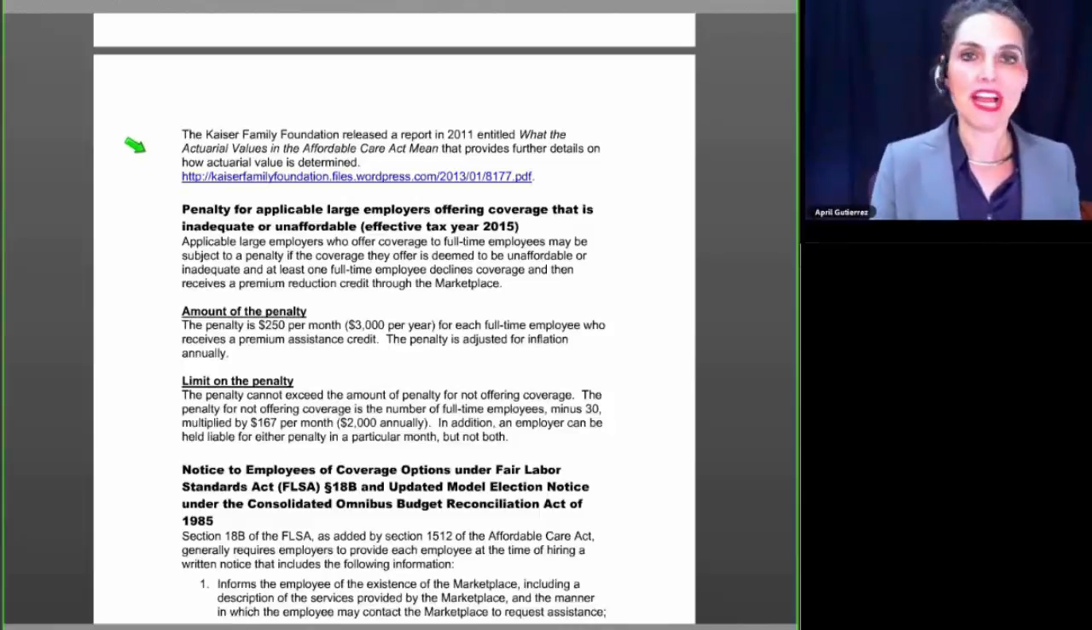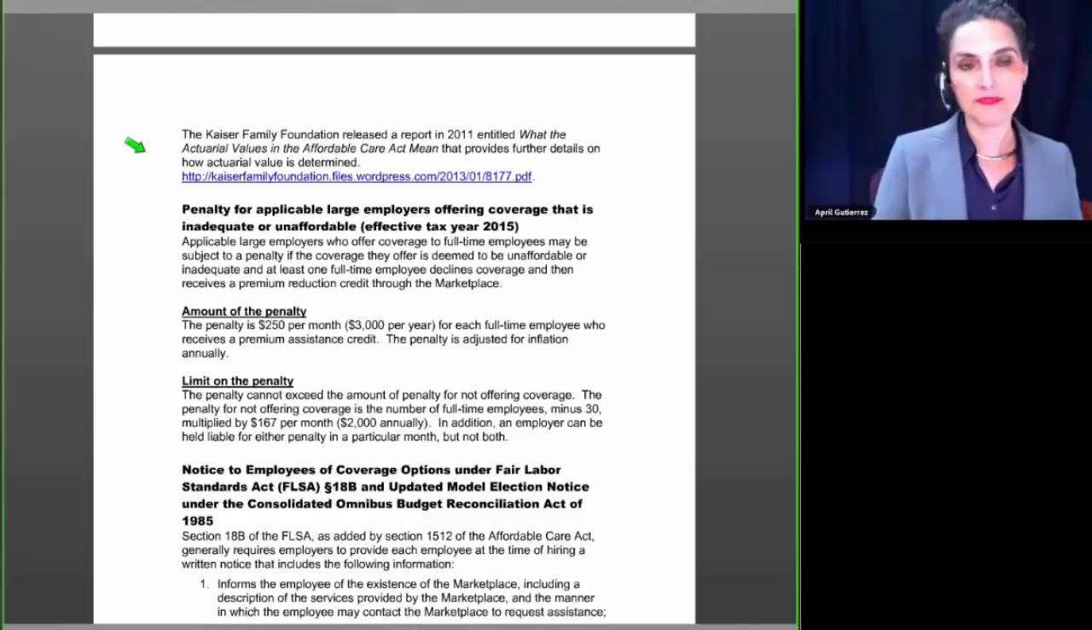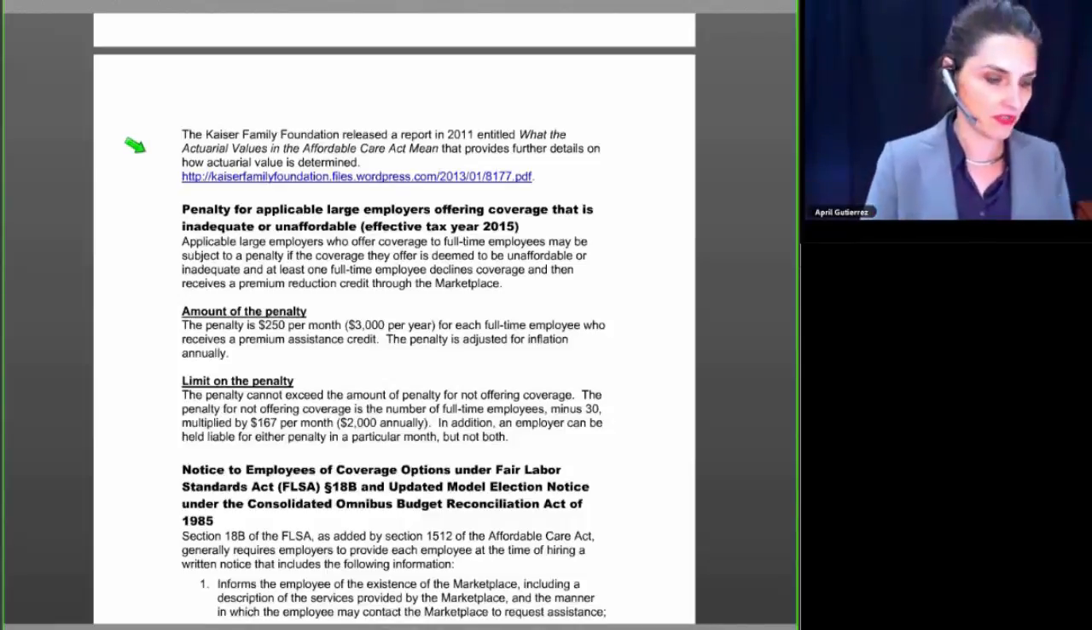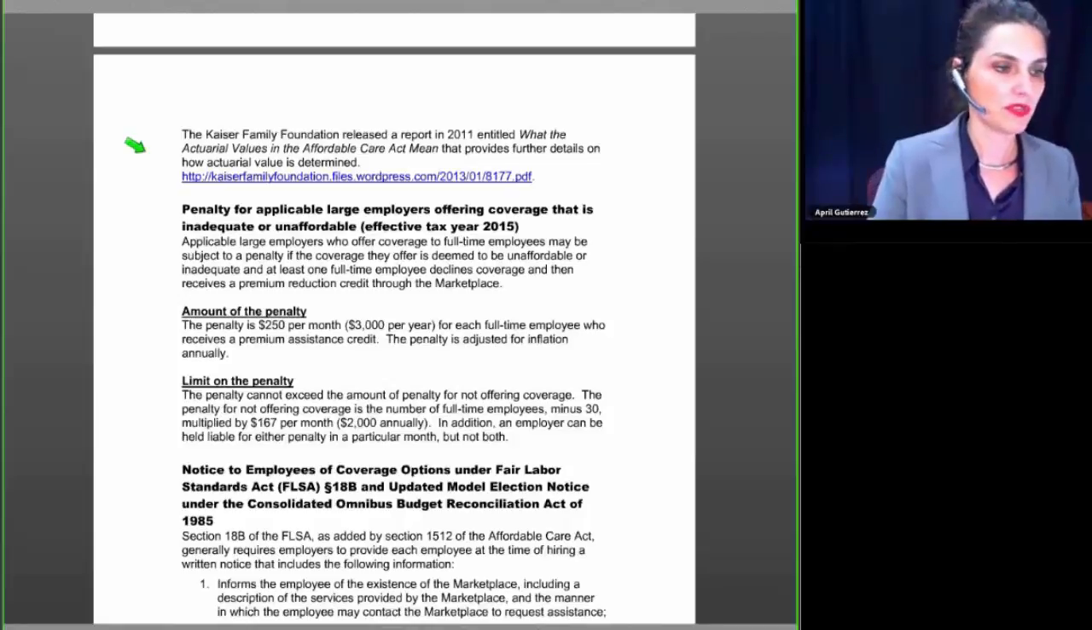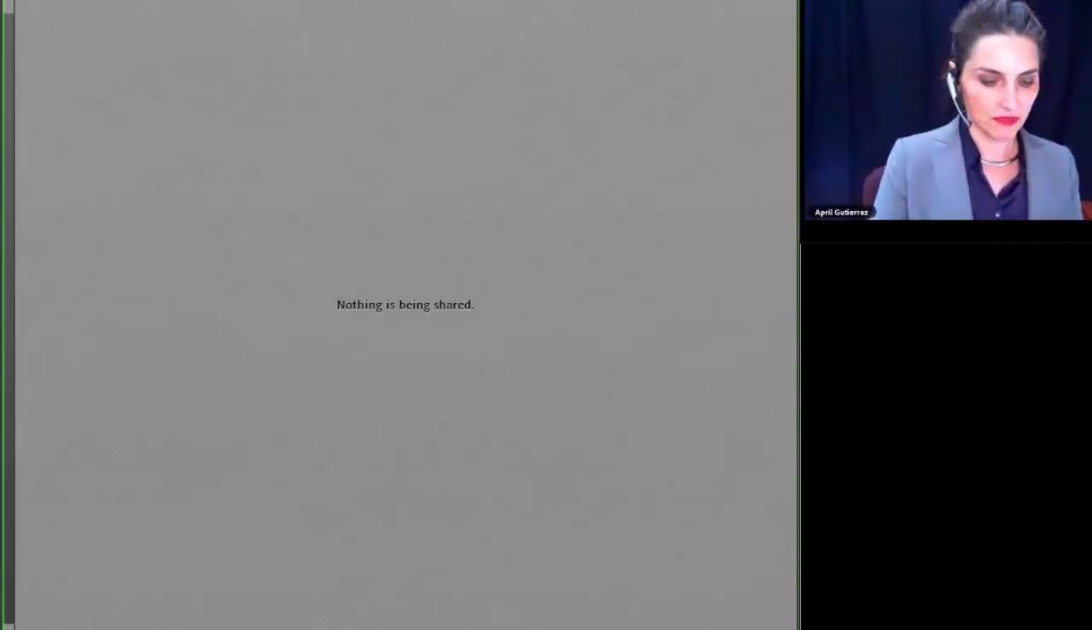But while we've been talking about the different types of plans and the cost of those plans, I thought that it might be a good time to actually take you to the internet and show you the Affordable Care Act website. If you haven't already poked around in it, I'm going to do it with you now.